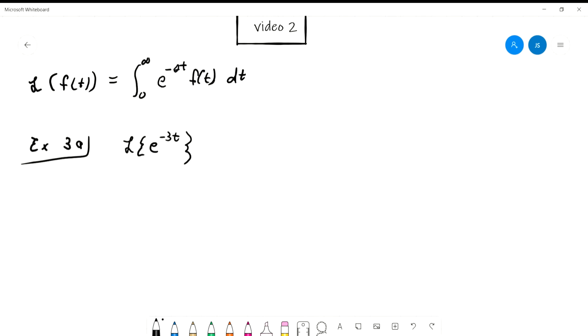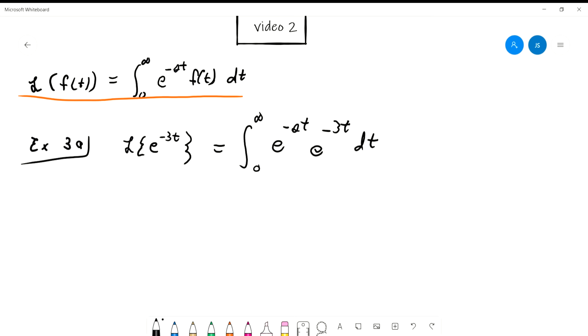By definition, the Laplace transform is this integral that's written right up here. And so we'll just apply that. This is going to be equal to the integral from 0 to infinity of e to the minus st times e to the minus 3t dt. We can add the exponents because we have the same base there. So that's the integral from 0 to infinity of e to the minus (s plus 3)t dt.